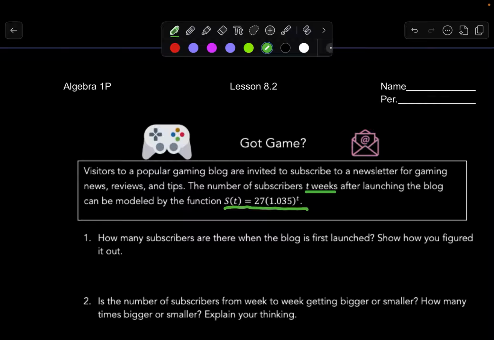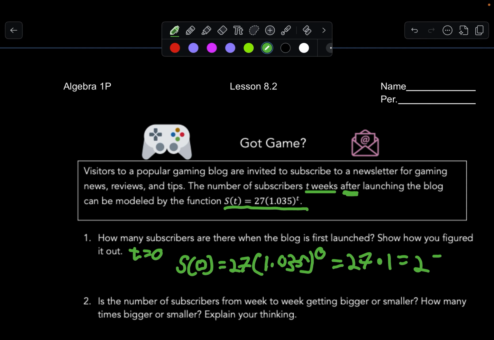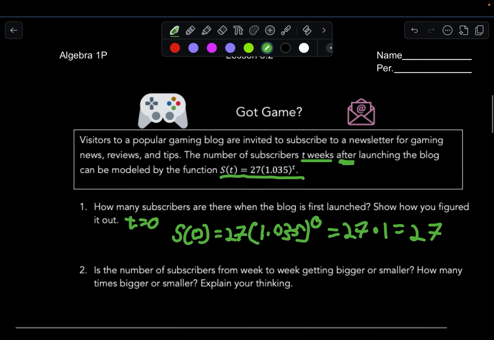Well, since T is weeks after launching, that means right when you launched it, T was equal to 0. So basically, when you first launched, it would be S of 0, which would equal 27 times 1.035 to the 0 power. Any number to the 0 power is 1. So that's 27 times 1, which is 27. So when they first started their blog, there were only 27 subscribers.